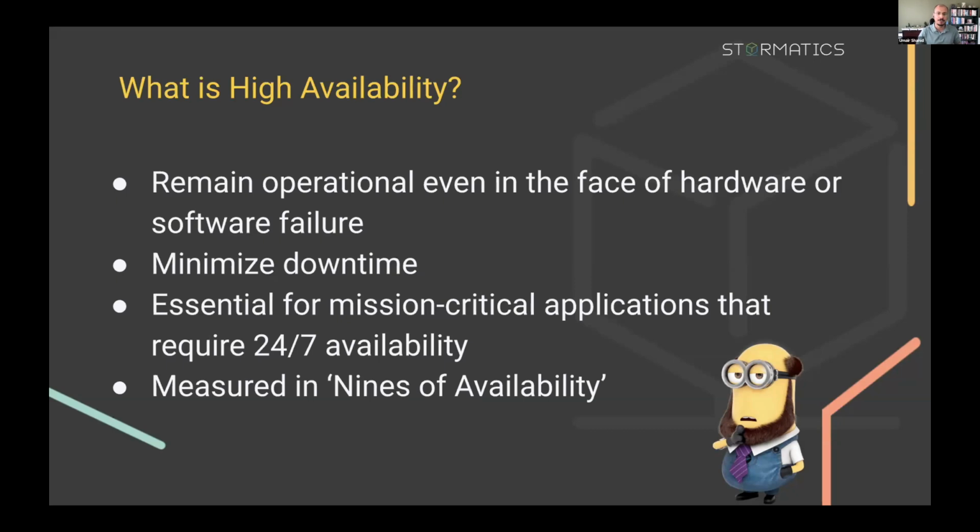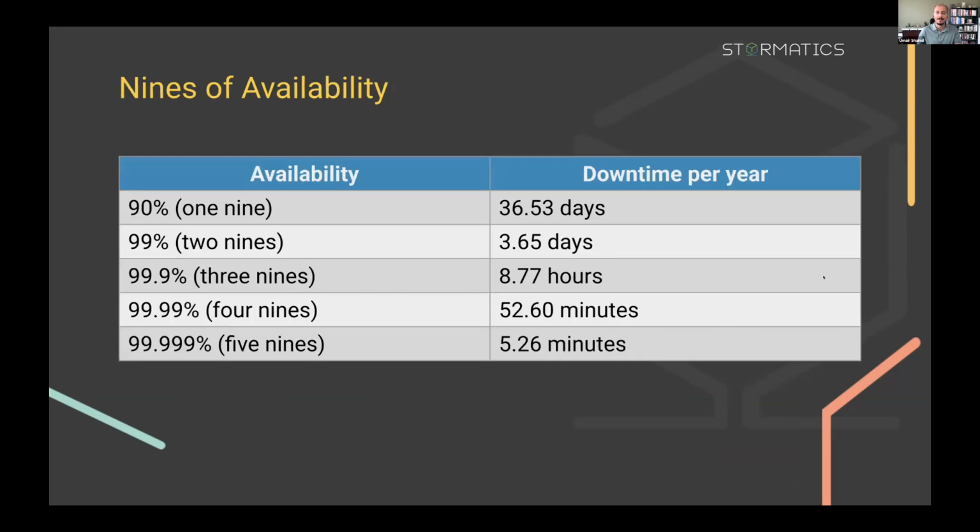Critical applications, mission critical production applications cannot afford any downtime. And high availability is especially important for applications that require 24/7 availability. The way it is measured is what is called nines of availability. And let's take a moment to understand what nines of availability mean.